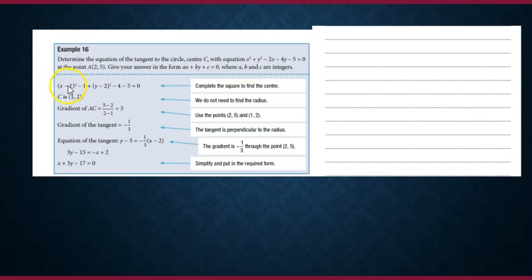So we will have (x minus 1) squared minus 1 plus (y minus 2) squared minus 4, then minus 5 equals 0. Solving, you get C to be (1, 2), the coordinates. And when we find the gradient of AC, the change in y over the change in x, we simply get 3. So the equation of the tangent becomes x plus 3y minus 17 equal to 0 in a simplified form.